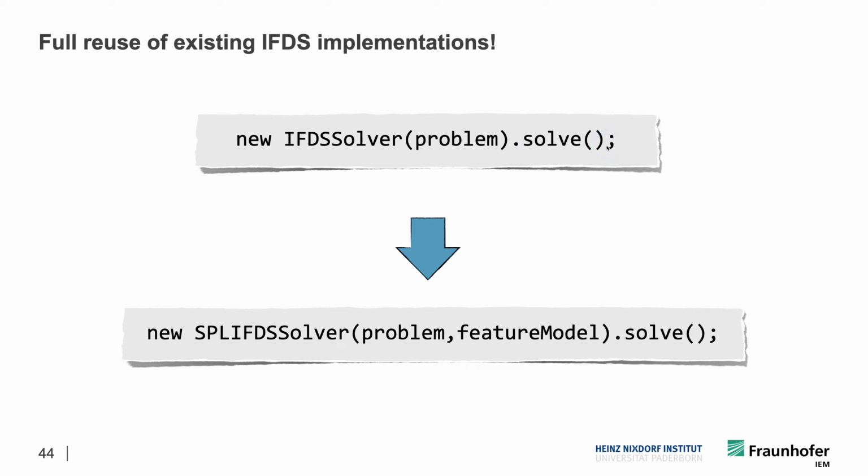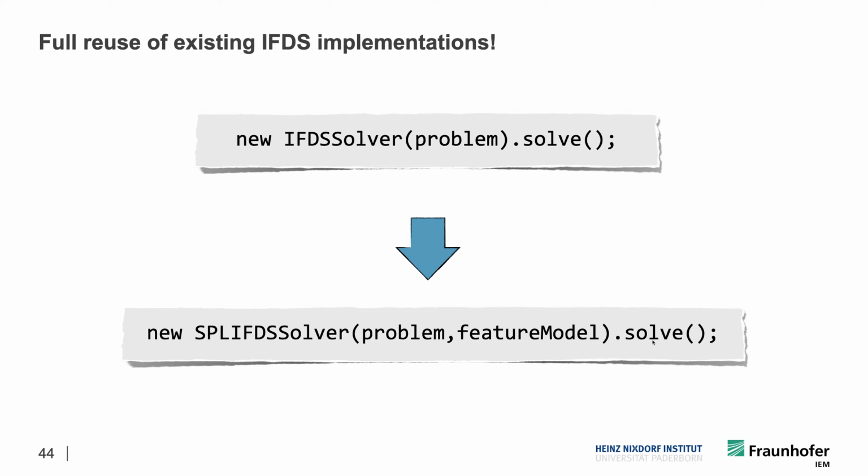Now, what's really nice about this is that you can now, using SPL lift, use the very same unmodified problem definition. So you don't need to change a single line of code of this IFDS problem here. You then simply use another solver. This time we use this SPL IFDS solver. And optionally, we still provide a feature model. So that gives us a Boolean constraint, basically, that the analysis should consider, like I just showed you. And then we call solve, and it does all the magic for you.